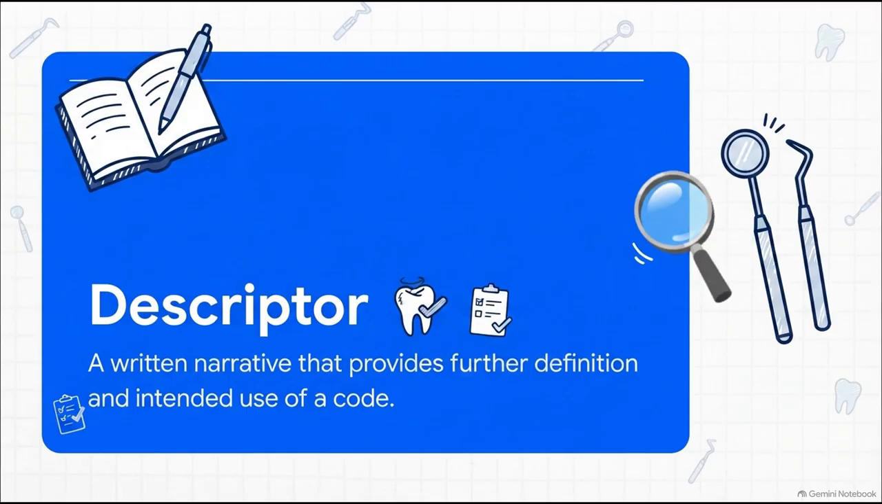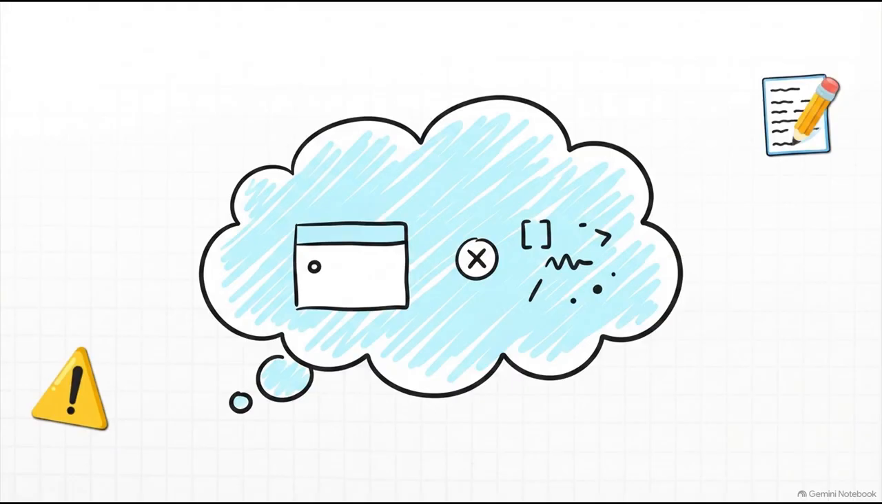Then we have the descriptor, which expands on that brief title. It's a written narrative describing the precise intended use of the code. For D1351, the descriptor gives you the exact clinical parameters, stating mechanically and/or chemically prepared enamel surface sealed to prevent decay. So it literally tells the coder exactly what clinical steps must be documented to support the billing of that specific code.